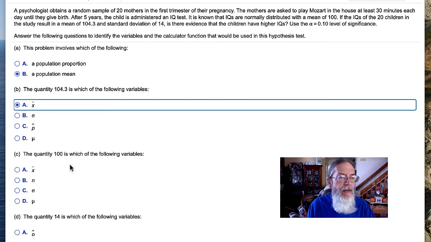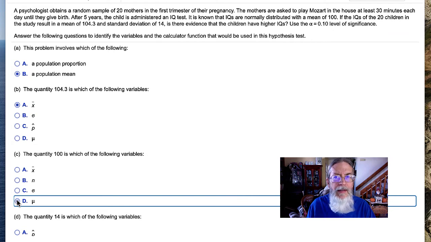All right, then we've got part C. The quantity 100 is which of the following variables? Well, again, there we have the word mean of 100. Oh, wait a minute, that's the mean of IQs, which are normally distributed. So that's the population mean. Oh, I'm looking at my screen more than looking at you. I hope you don't mind.